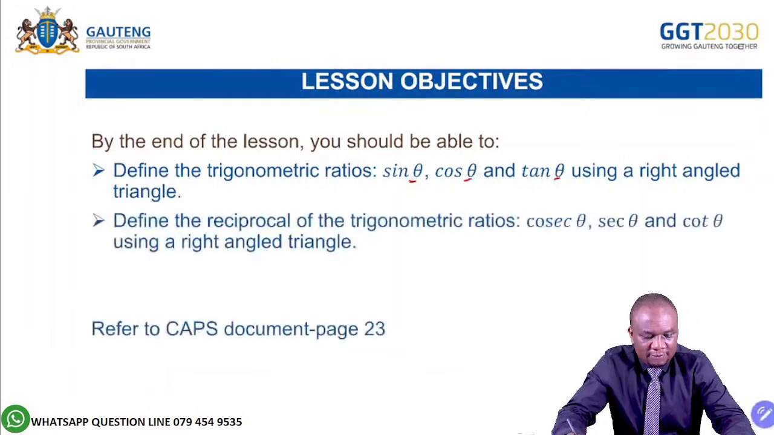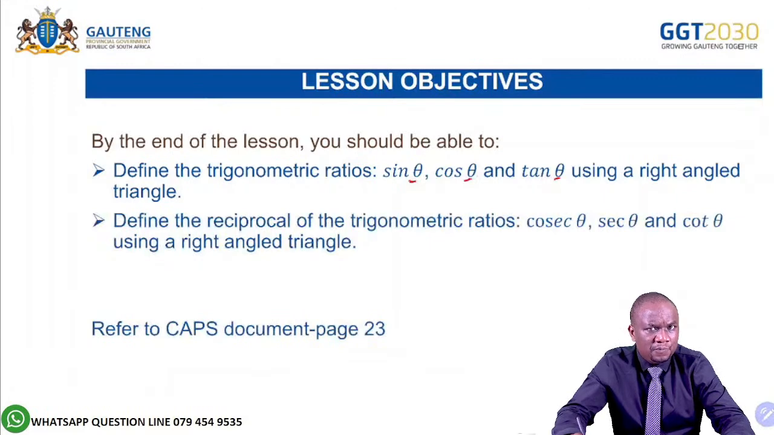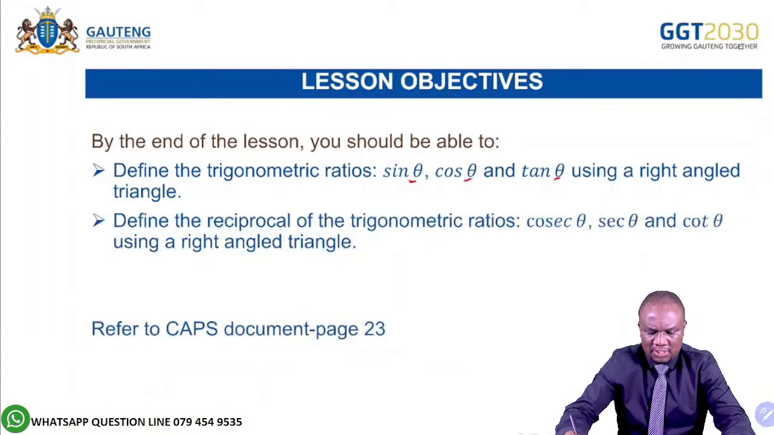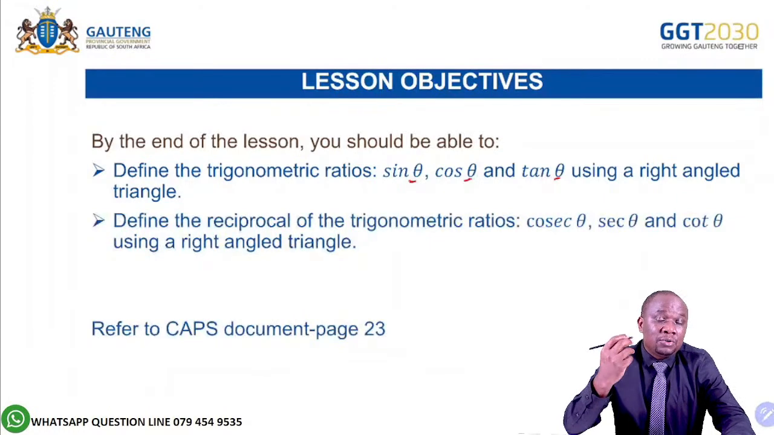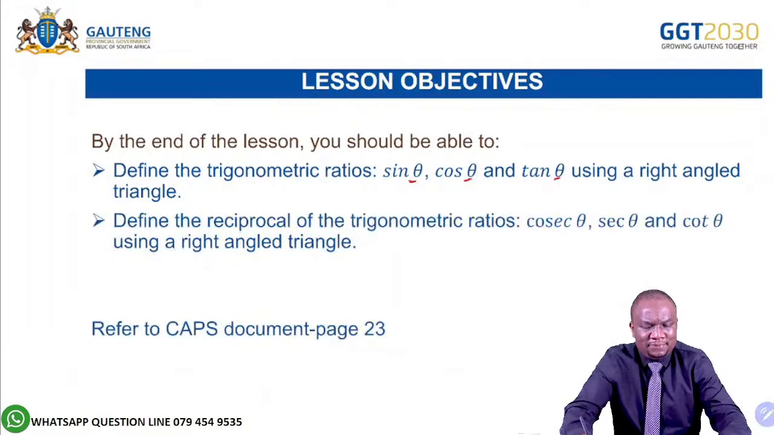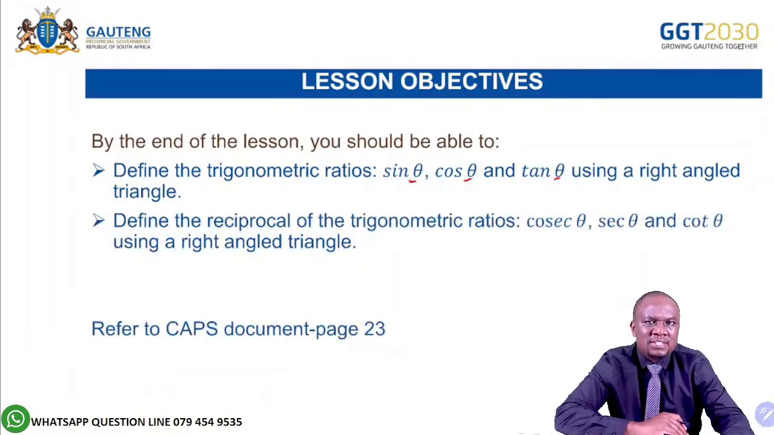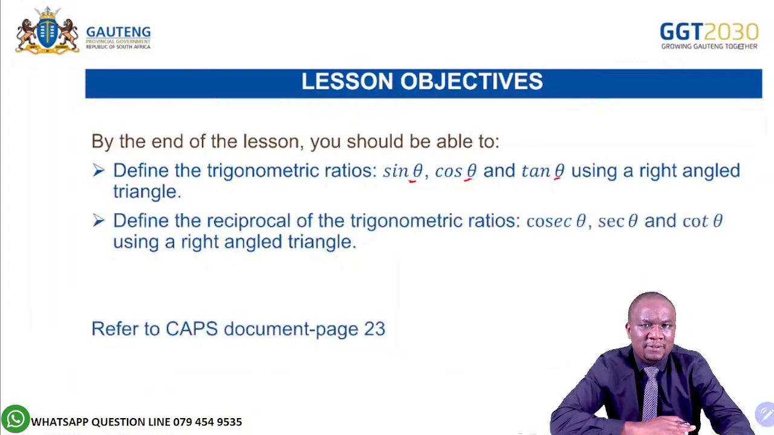And then we're going to define the reciprocals of these. What is a reciprocal? I'm going to remind you about reciprocals, which are called cosec theta, sec theta, and cot theta. And we're going to define these using a right-angled triangle. This is what we want to learn today: just defining this, understanding what these trigonometric ratios are and what their reciprocals are.